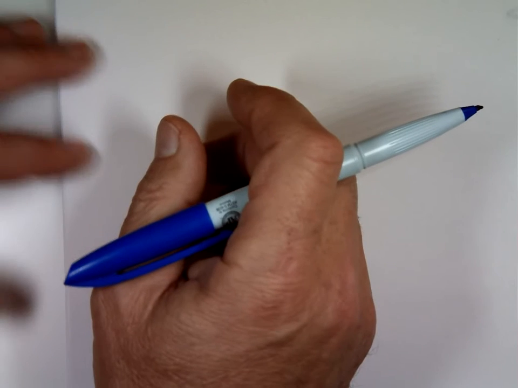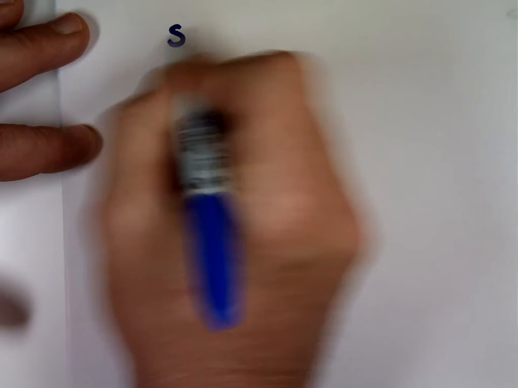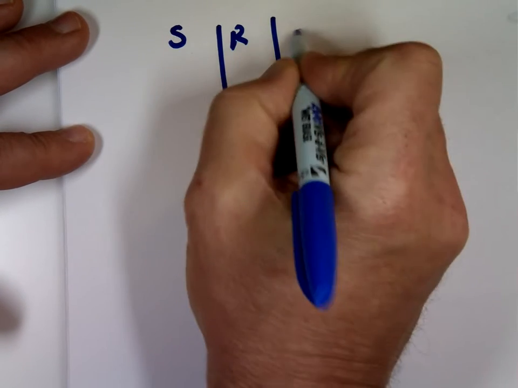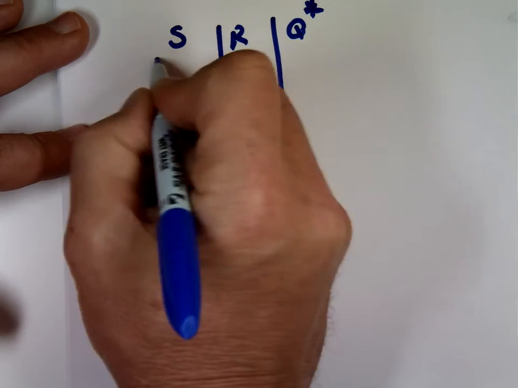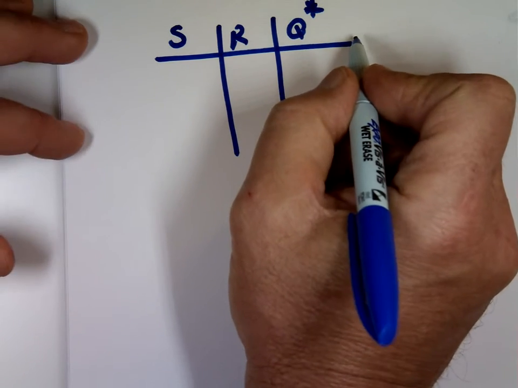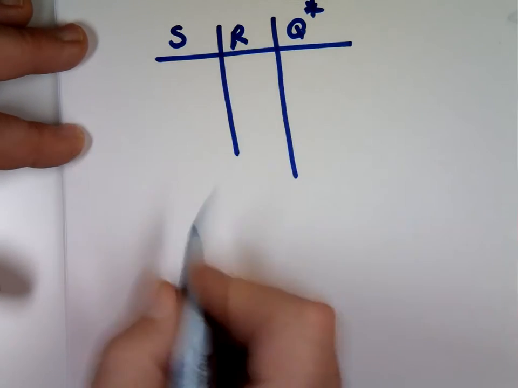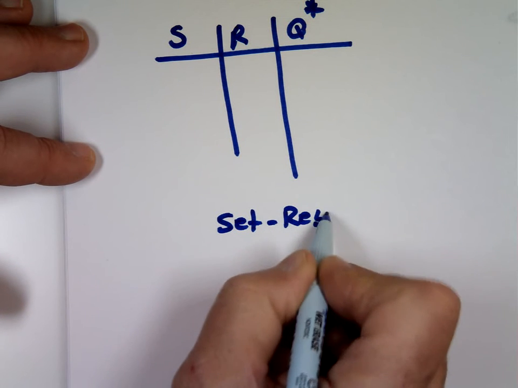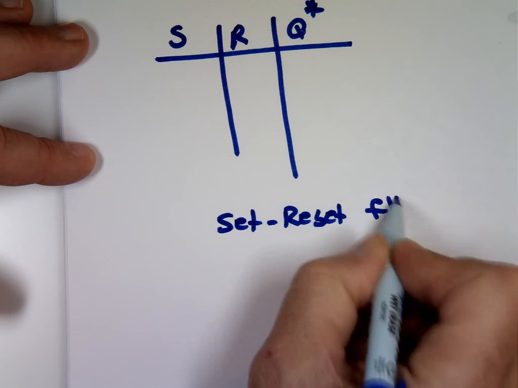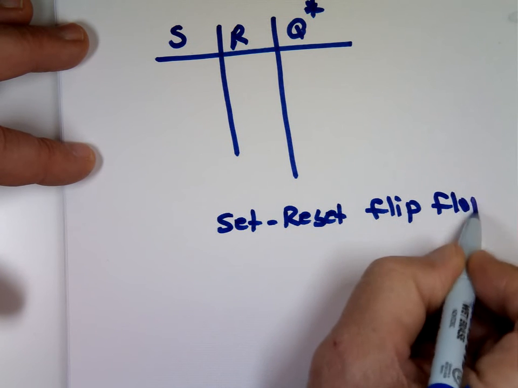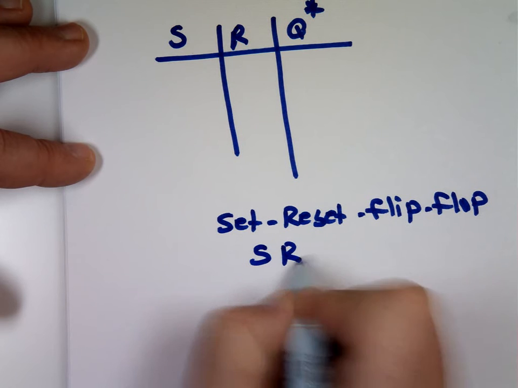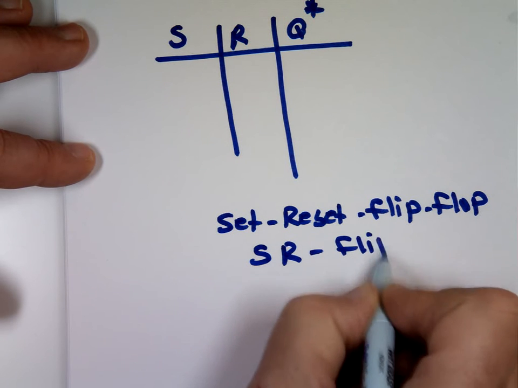Now, we have other flip-flops that don't follow just the data. For example, we have one called the SR flip-flop. And this is the next state. The reason they call this SR is that it stands for set-reset flip-flop. That's where the name came from.